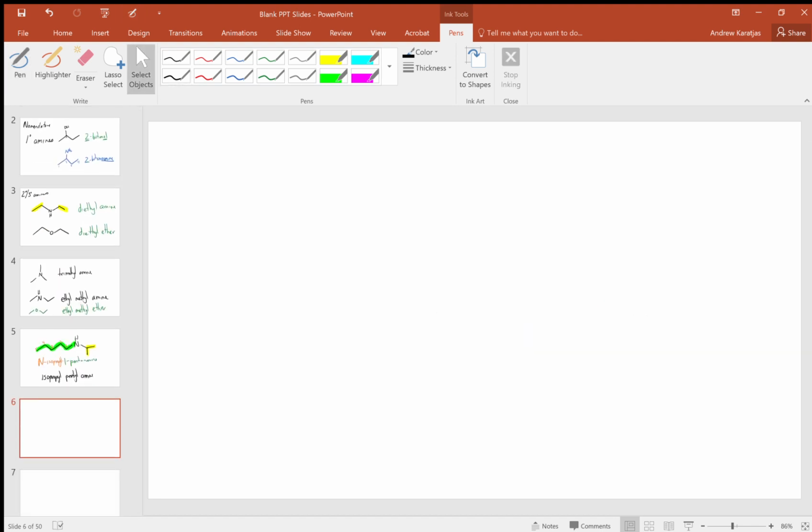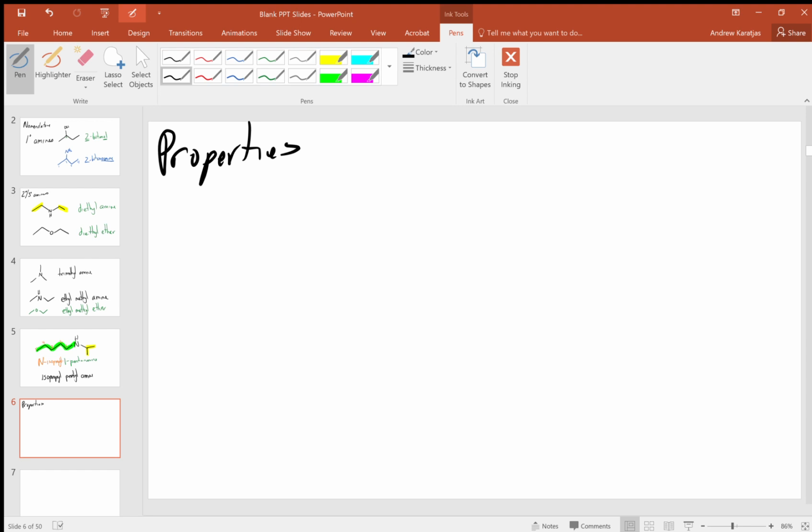Alright, so what are some of the important properties of amines? One thing that they share in common with thiols is that a lot of amines have a fairly unpleasant odor. It's not quite as bad as a thiol, but it's certainly not a pleasant odor.